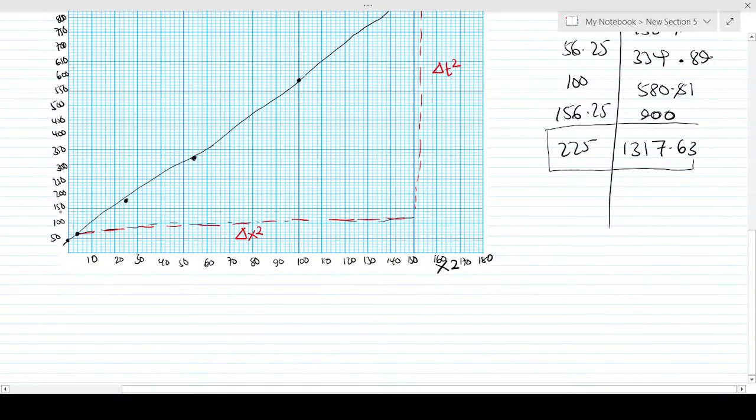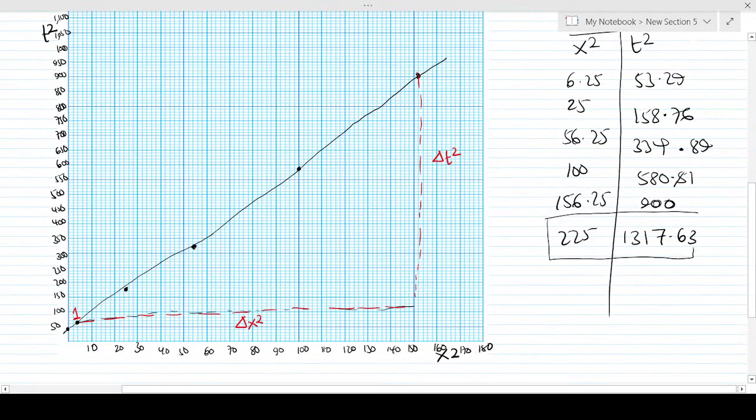So if I want to find the gradient, the gradient is equal to change in t squared over change in x squared. So with the points that I took, my coordinates, let's call this point 1 and let's call this point 2, right? Point 1, the coordinates there are 6.25, 53.29. Then point 2, the coordinates there are 156.25 and 900, right?